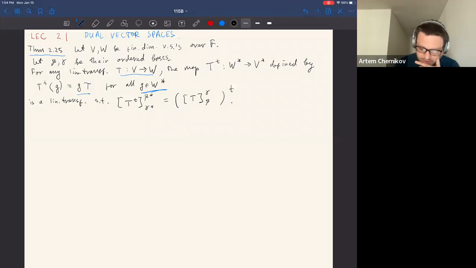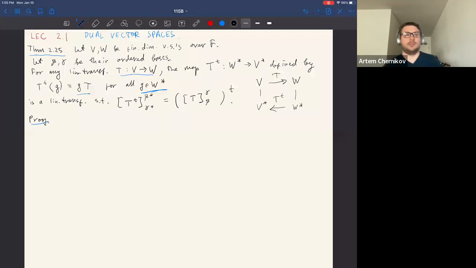So let's note again how these maps operate. So we have vector space V, and T is a linear transformation from V to W. Then we have the corresponding dual spaces, V star and W star, and the map T^t is going to go in the opposite direction on the dual spaces. Okay. All right, so let's prove this theorem.